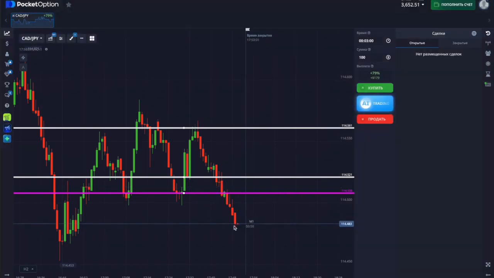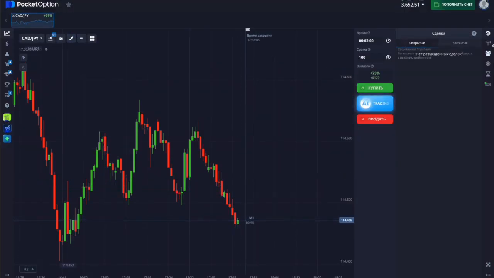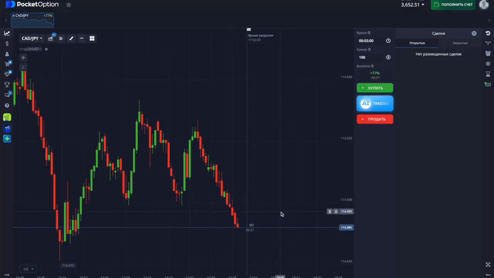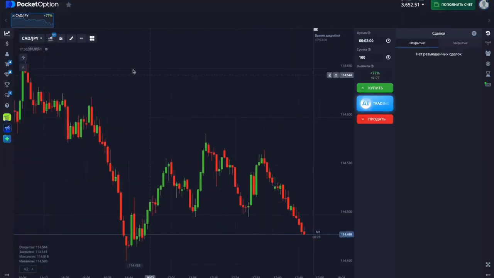A breakout occurred. We did everything right, analyzed it correctly, and made the right decisions. This trade, we closed it in profit. I just didn't have time to walk you through it. The breakout happened. Let's do it again.